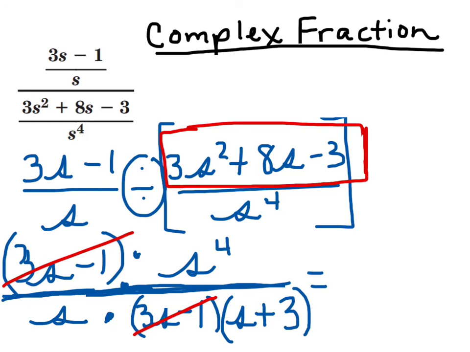3s minus 1 is a binomial factor on top and on bottom. And also, we have 1 s factor on the bottom and 4 s factors on the top. So this 4 will now become a 3. Now let's carefully scan across the numerator. What factors are we left over with? We're left over with an s to the third, and on the bottom we're left with s plus 3. So our final answer is s to the third divided by s plus 3.